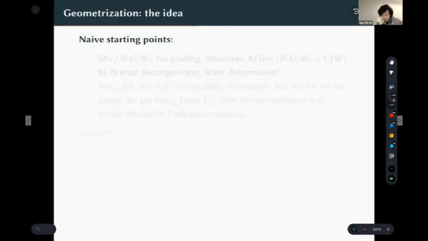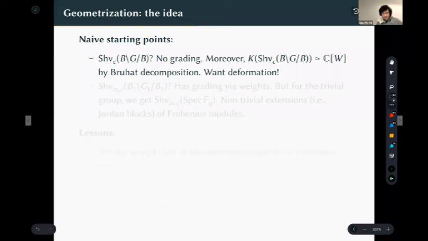That is the subject of my work with Peng-Hei Li. So let's start with the general idea. We start with a naive starting point. If you look at the category of constructible sheaves on G mod B mod B, then you run into a problem immediately, namely, there's no grading to speak of. We want to have a graded category.